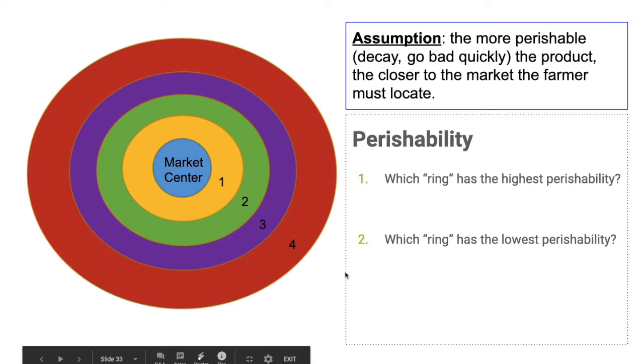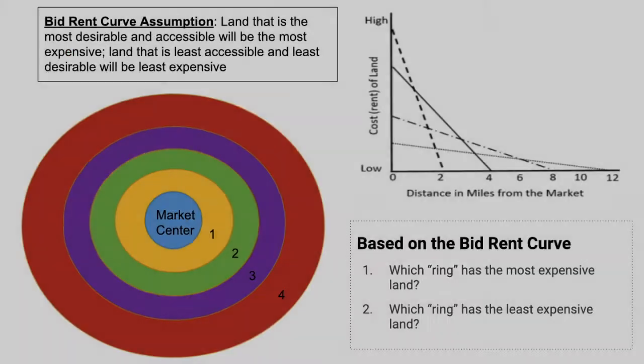The ring with the highest perishability would be ring 4 because it is the farthest from the market center. The market center is where people live and trade. Think of it like the farmer's market, but there are also homes. It's like the urban city center, right? And then rings 1, 2, 3, and 4 get farther and farther away from that market center. So the ring with the highest perishability would be 4 because it's the farthest from that market. The ring with the lowest perishability would be ring 1 because it's the closest.